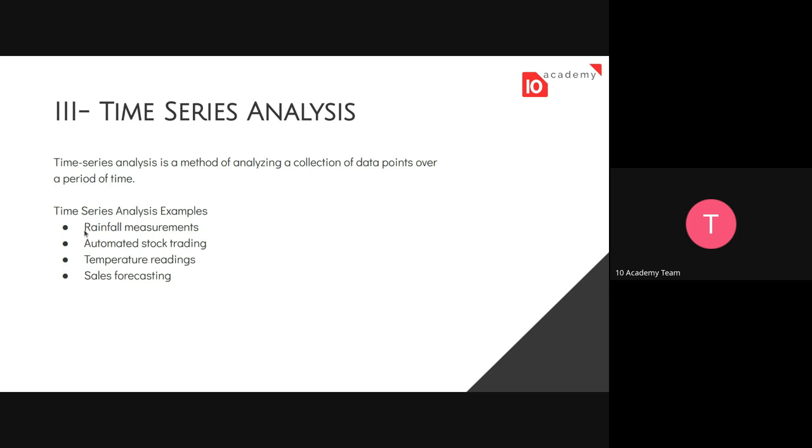Rainfall measurement is another kind of time series. Temperature readings, any kind of weather data, and sales forecasting are also time series data, because you record them over a fixed period of time. Forecasting is one goal of time series analysis. You try to forecast, for example, stock prices, sales, or even temperature and rainfall. All of this you can forecast based on historical data. This falls into time series analysis.